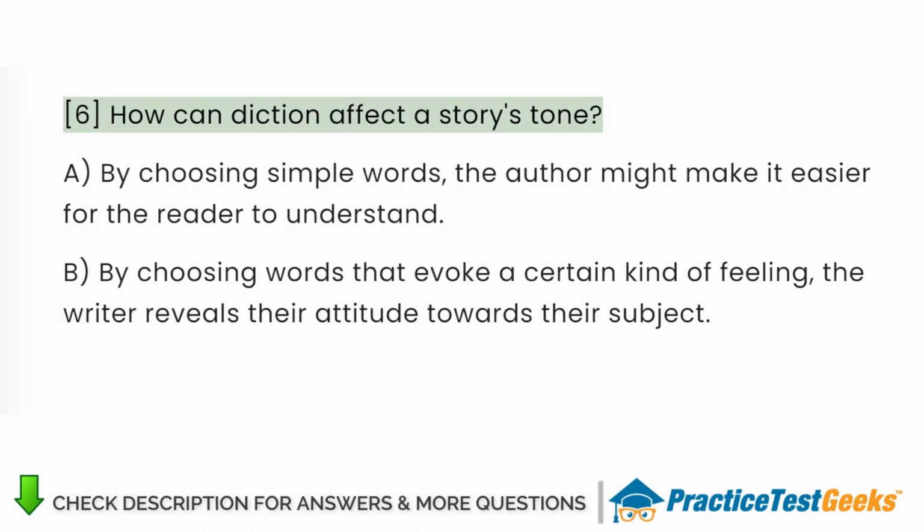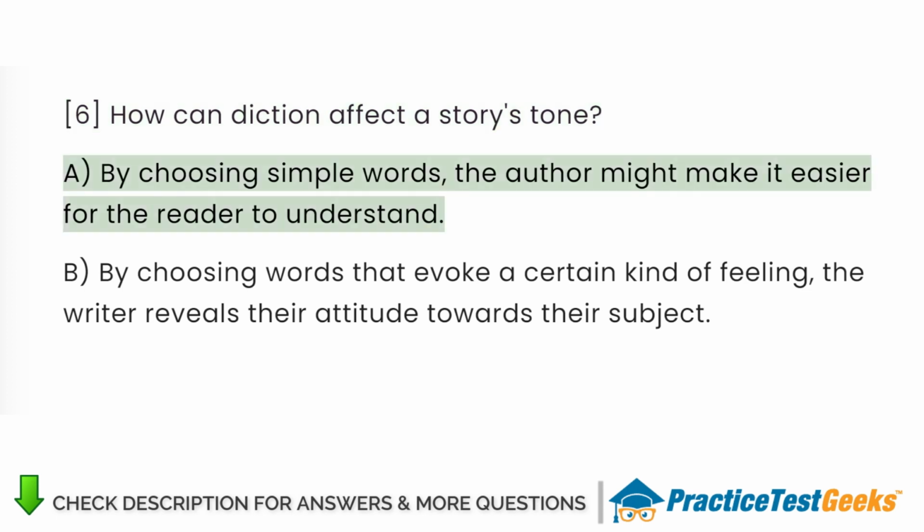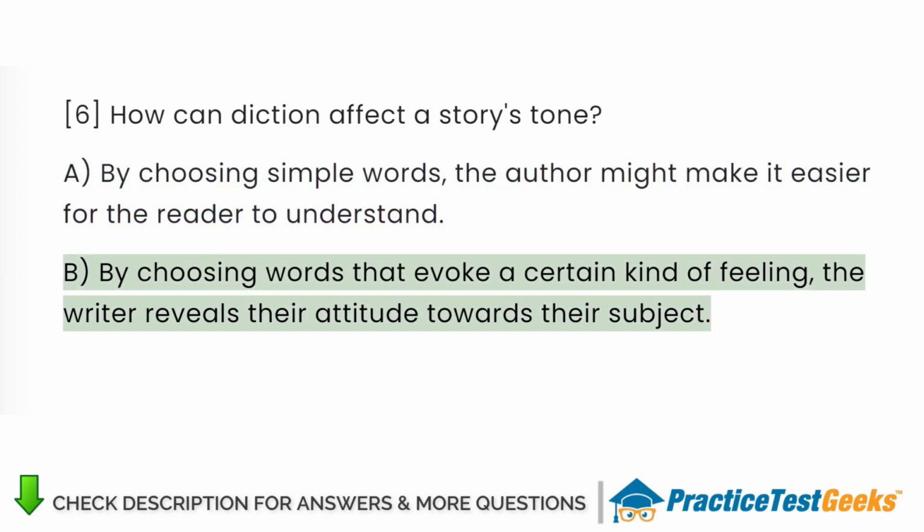How can diction affect a story's tone? A. By choosing simple words, the author might make it easier for the reader to understand. B. By choosing words that evoke a certain kind of feeling, the writer reveals their attitude towards their subject.